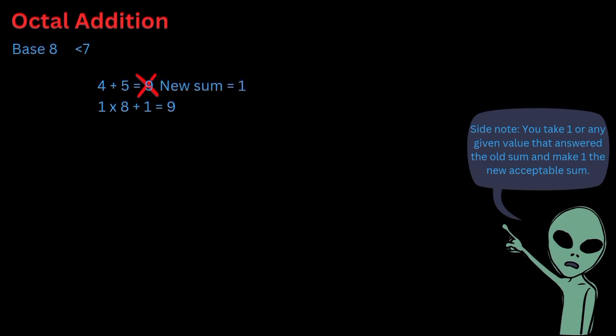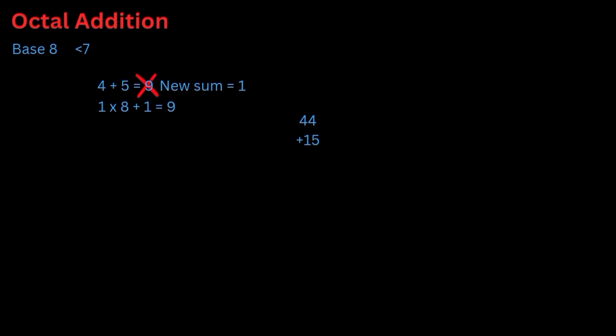Now let's include the carry rule. Let's solve 44 plus 15. Repeating the same rule as mentioned earlier, the sum of 4 plus 5 would be 1. But what about the carry? You carry it over to 4 plus 1. Its value wouldn't be 9, but 1. Why is that? Because a carry is always valued as 1. That's simple. Now 1 plus 4 plus 1 is equal to 6. The value is less than 7, so no need to carry. So our final answer for 44 plus 15 is going to be 61.